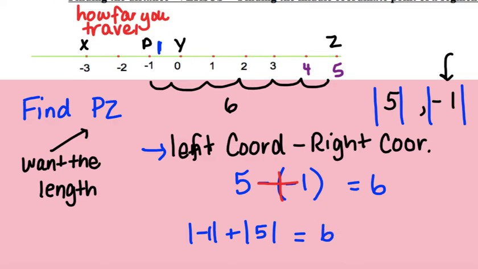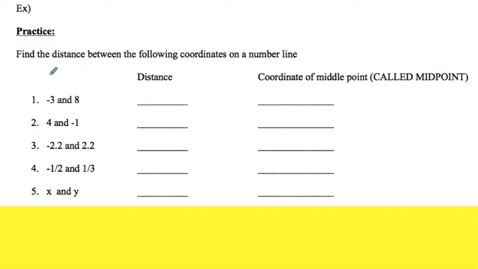All right, so let's try it. I want you to take a second and find the distance, just the distance between these points on a number line, using one of the mathematical ways to do it. Take a quick minute, press pause right now, and then come back and we'll check your answers. All right, so you're back. I always do left minus right, so I did 8 minus -3, which became 8 plus 3 and gave me 11.